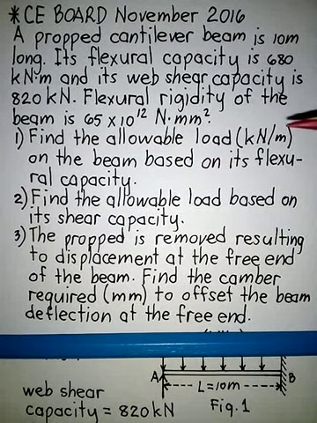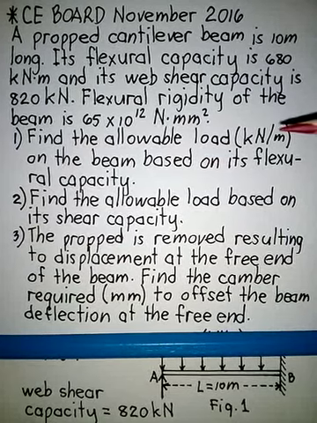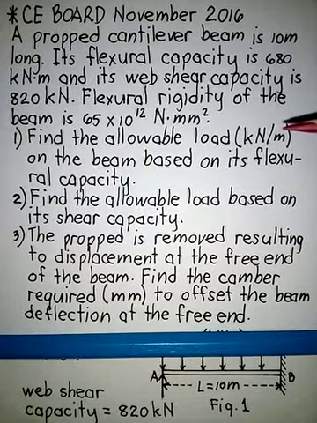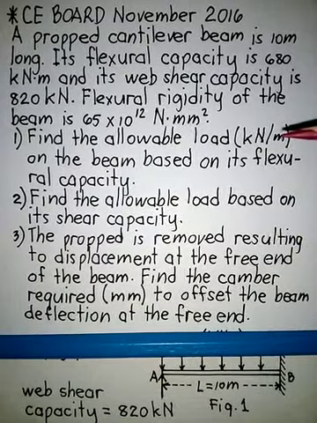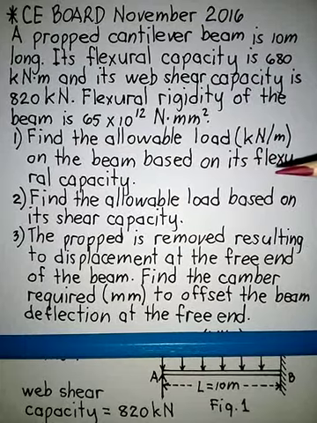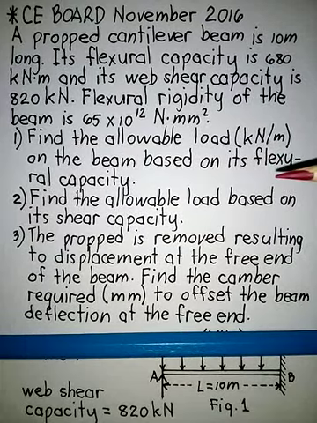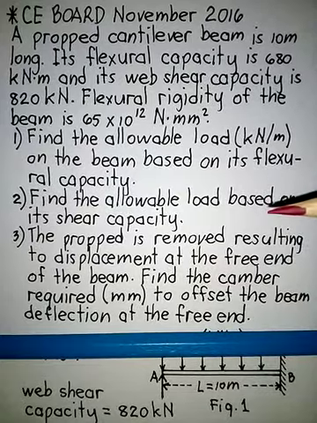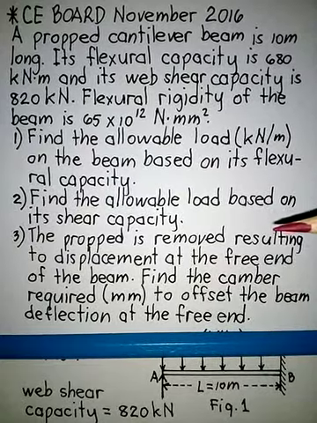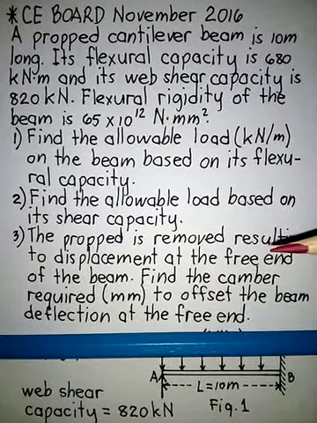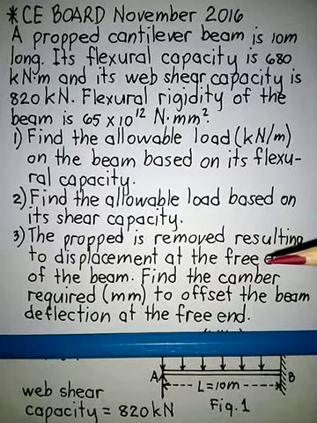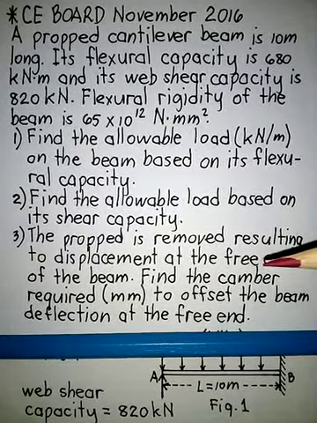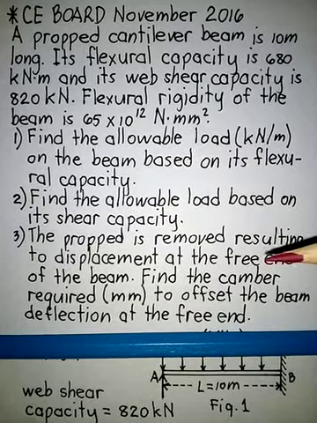Number 1. Find the allowable load in kilonewton per meter on the beam based on its flexural capacity. Number 2. Find the allowable load based on its shear capacity. Number 3, the prop is removed, resulting in displacement at the pre-end of the beam. Find the camber required in millimeters to offset the beam deflection at the pre-end.